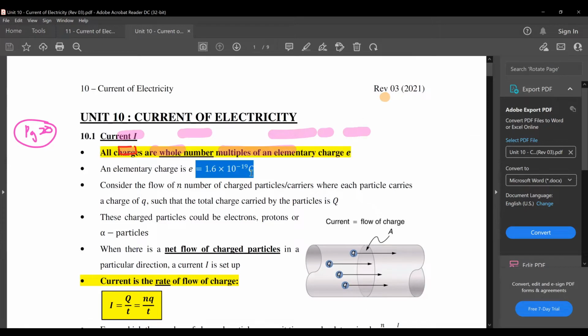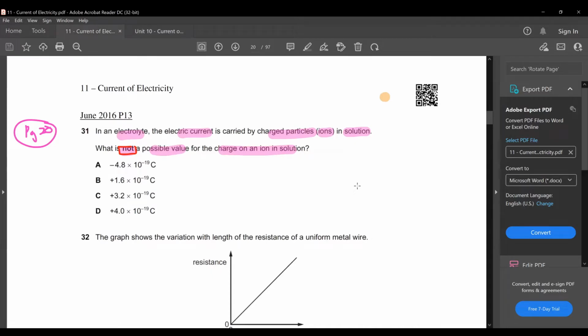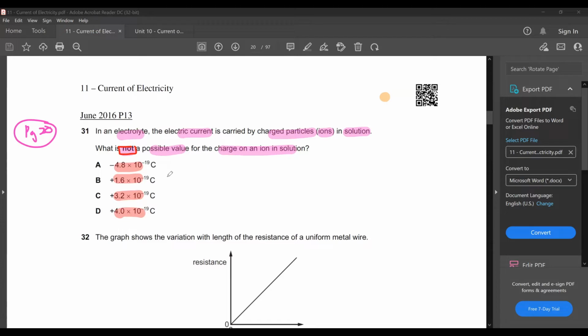The elementary charge is 1.6 times 10 power minus 19 coulomb. Okay, so any charge that exists in nature, or rather in a stable configuration, must be whole number multiples of E. So from here, what you want to do is that for each of these subsequent values, you try to find them in multiples of E. So you will need to divide by 1.6 times 10 power minus 19. Okay, so if E is 1.6 times 10 power minus 19 coulomb, you find them in multiples of E.